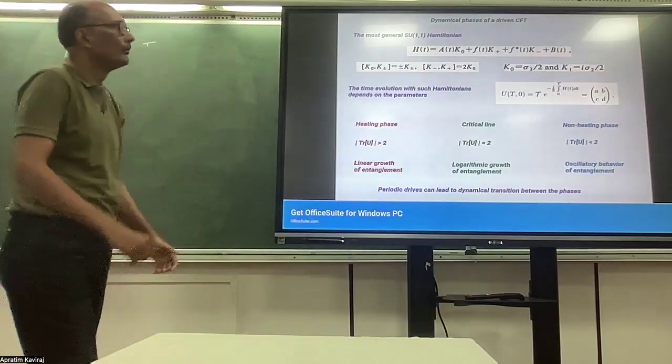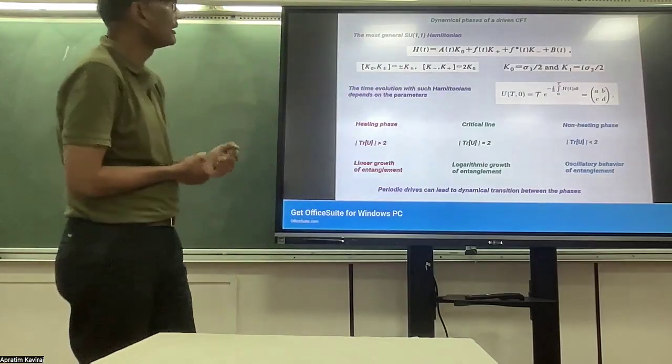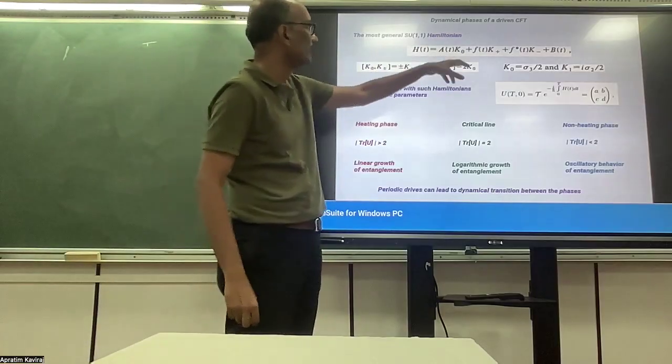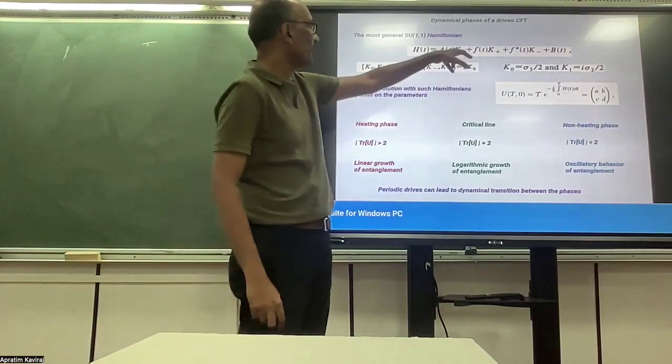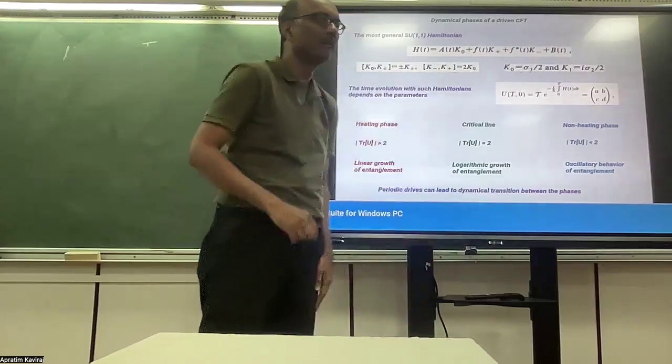But before doing that, let's just talk about these dynamical phases, because a general SU(1,1) Hamiltonian one can write in terms of, sorry about this change of notation, these are just L0, L1, L plus and L minus.